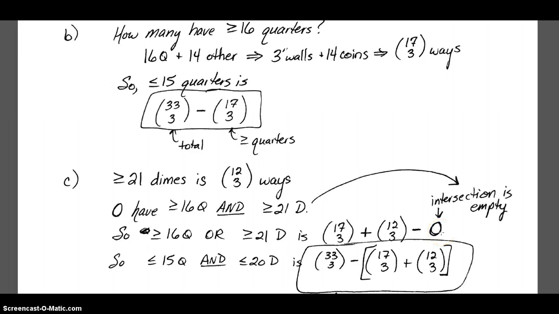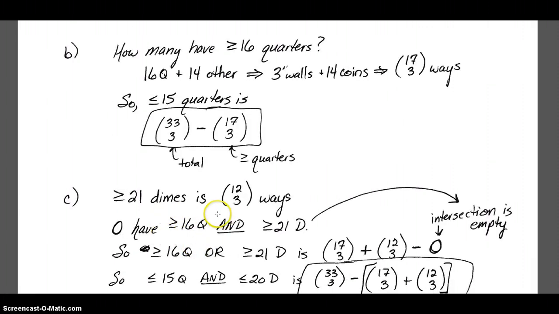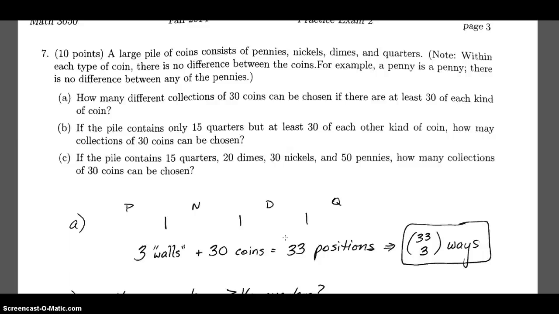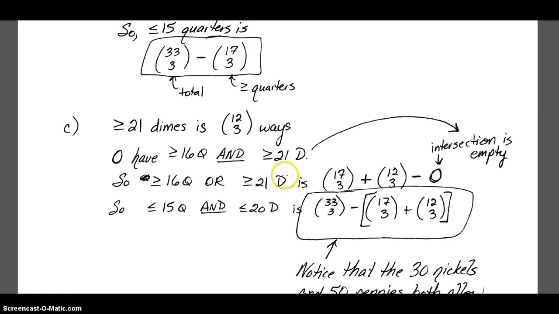But why is the intersection empty? Well, think about it. If this is our first, greater than or equal to 16 quarters, and our second event is greater than or equal to 21 dimes, in order for both of those to be true, we would need at least 37 coins that we're going to choose. But in this case, we're only choosing 30 coins. We're choosing a collection of 30. So there'd be no way to meet both of those conditions, so the intersection is empty.